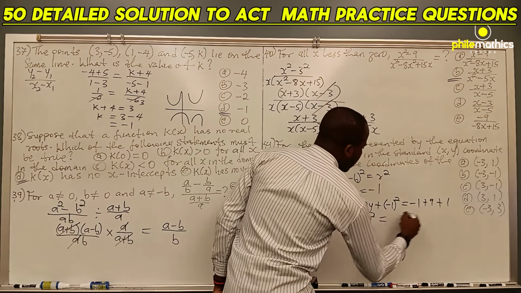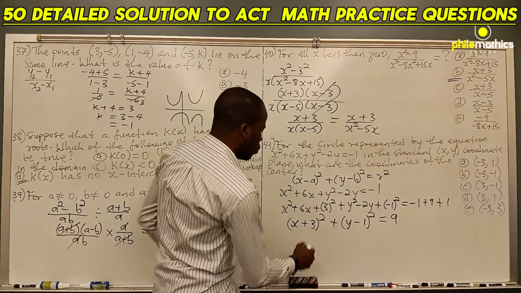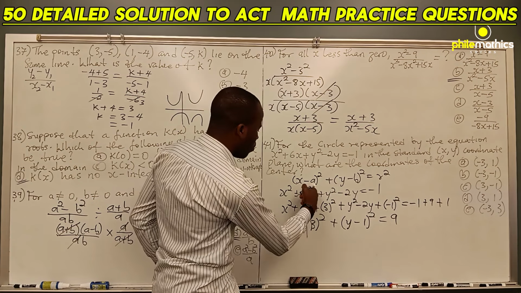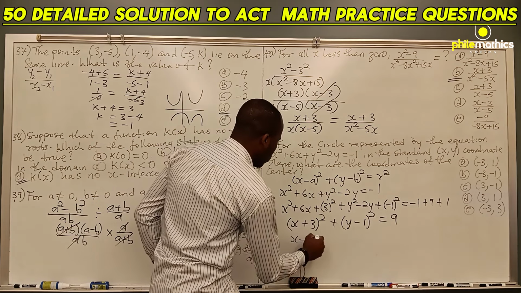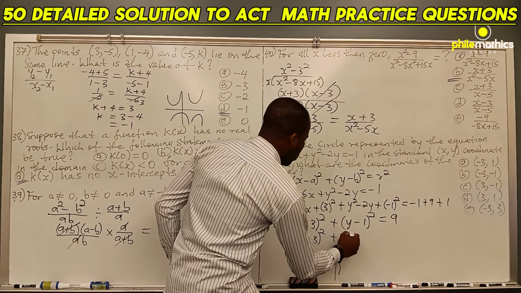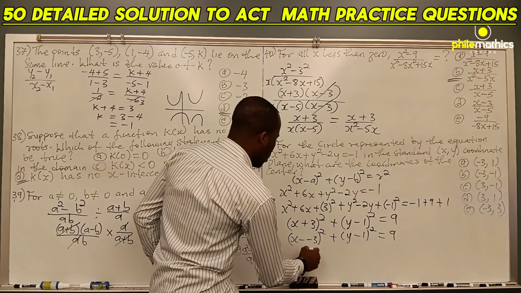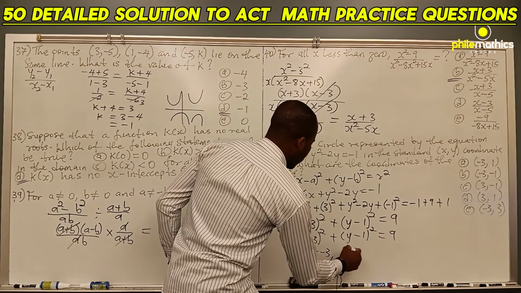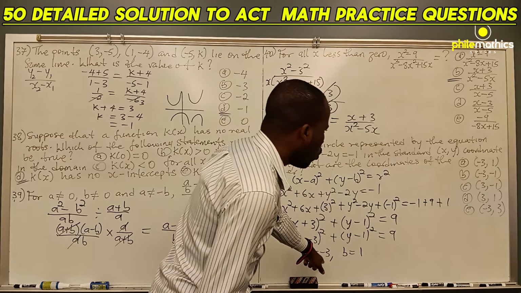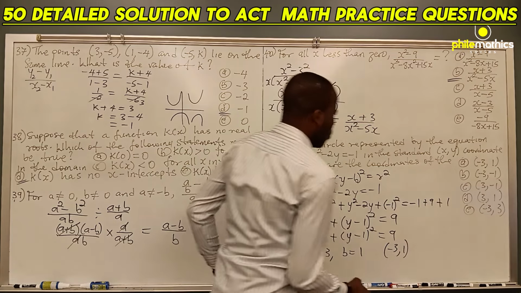equals 9. So the center coordinate, if we put it in this form, will be x minus a all squared plus y minus b all squared. So it means a is minus 3, b is 1, so that the coordinate is minus 3, 1, which is A.